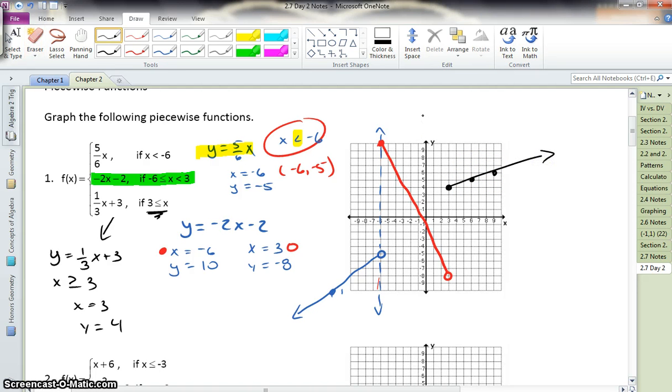Again, once you're comfortable with it, that method's a bit easier than building the T-chart. And here we have a closed dot because it was greater than or equal to.